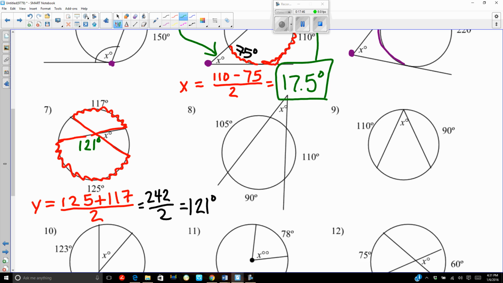So that means x is going to be 180 minus 121, since those two angles form a straight angle. So to find x, just take 180, subtract 121, and I believe that is 59 degrees. So that is our answer for x.